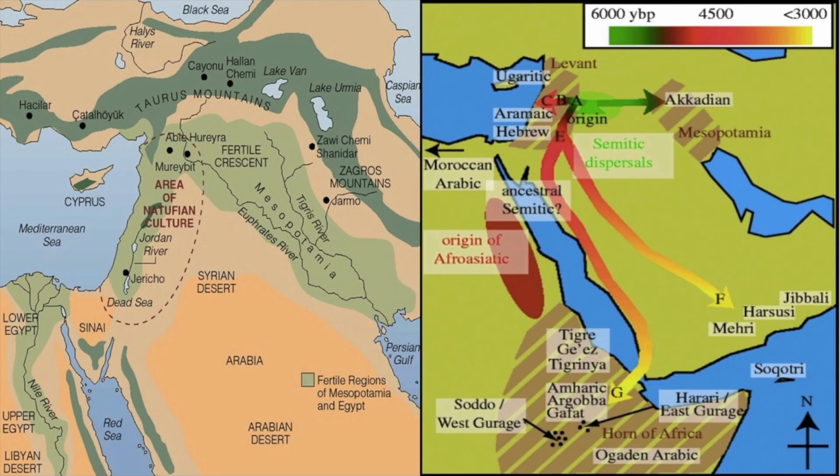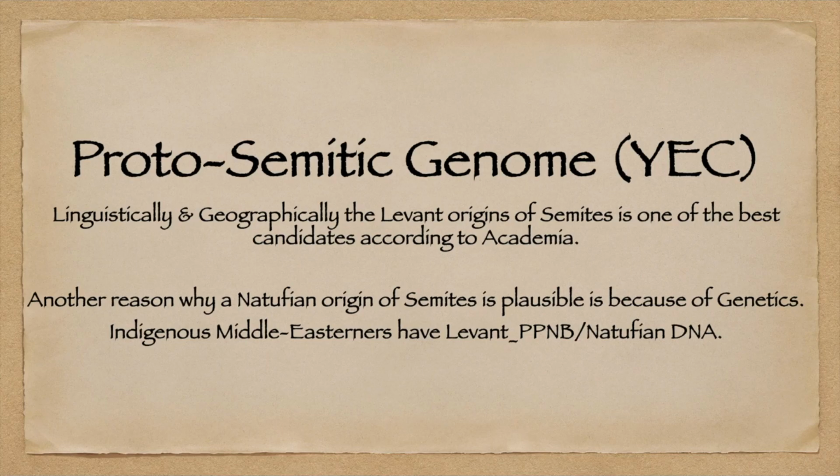As you can see on this map, to the left of your screen is the area of Natufian culture, and to the right is the spread and origins of Semites. Linguistically and geographically, the Levant origin of Semites is one of the best candidates according to academia. Another reason why a Natufian origin of Semites is plausible is genetics. Indigenous Middle Easterners have Levant PPNB/Natufian DNA, PPNB standing for Pre-Pottery Neolithic B.